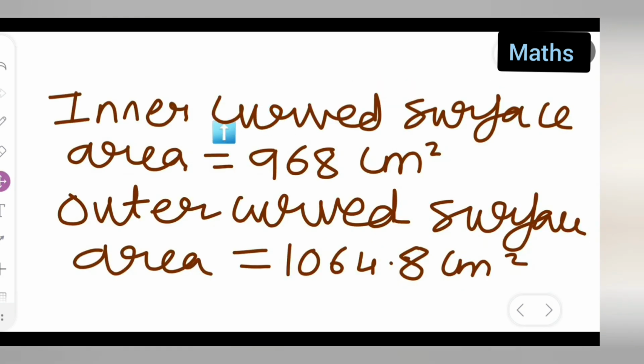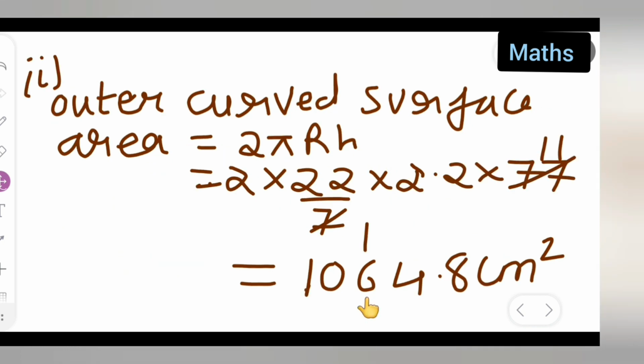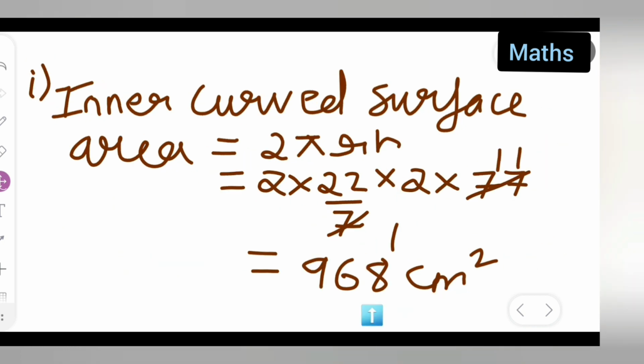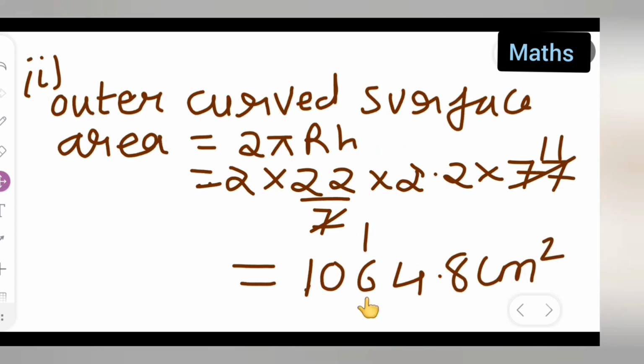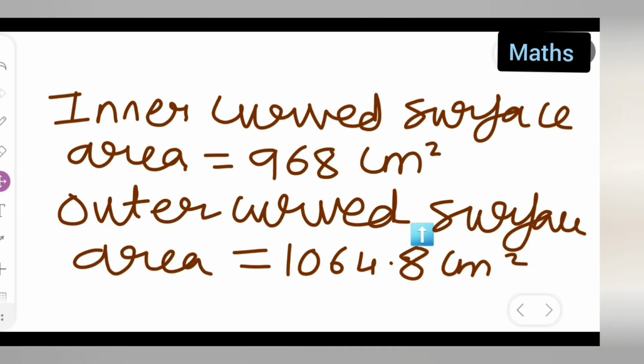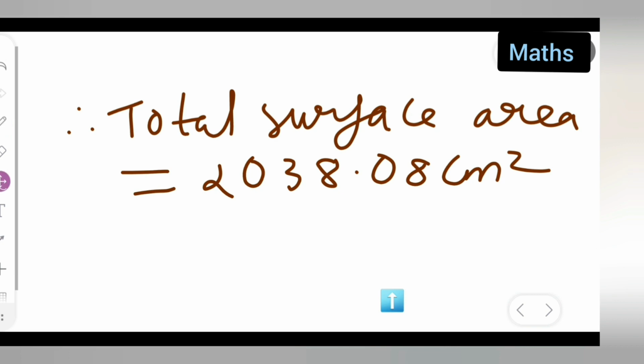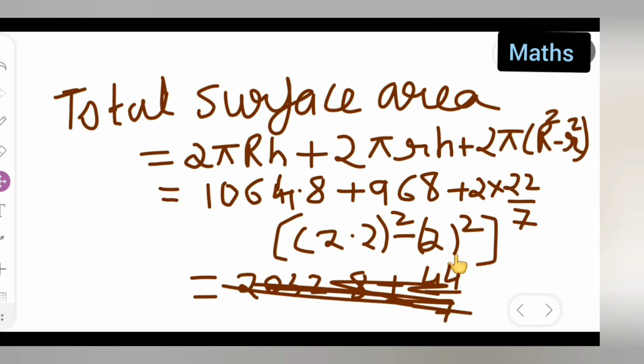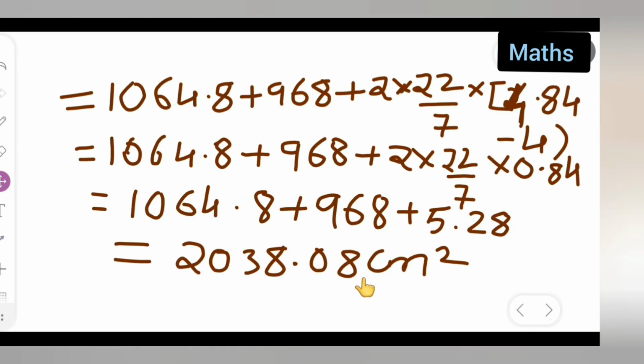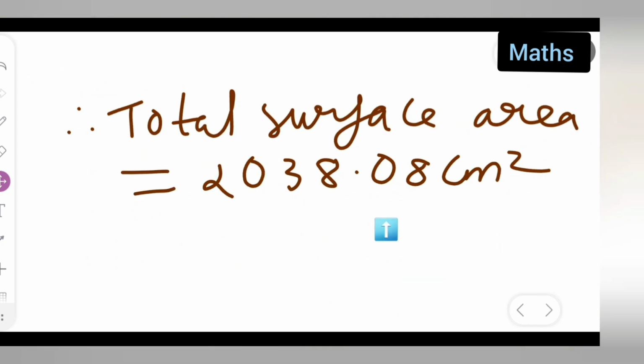So now y'all can write down the inner curved surface area is equal to 968. Okay, what you got? 968 for inner curved surface area. What you got for outer curved surface area? The outer curved surface area is 1064.8. What about the total surface area? Okay, so total surface area we got 2038.08. Right, 2038.08. So I hope you all have understood how to find all this. Exercise 13.2, question number 3, and I hope you all have understood this, and thanks for watching.